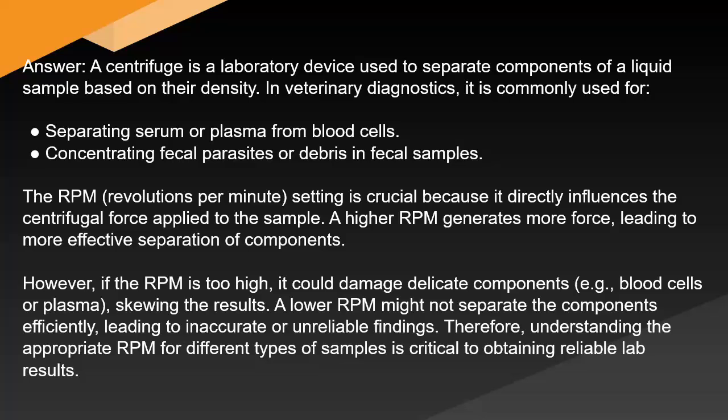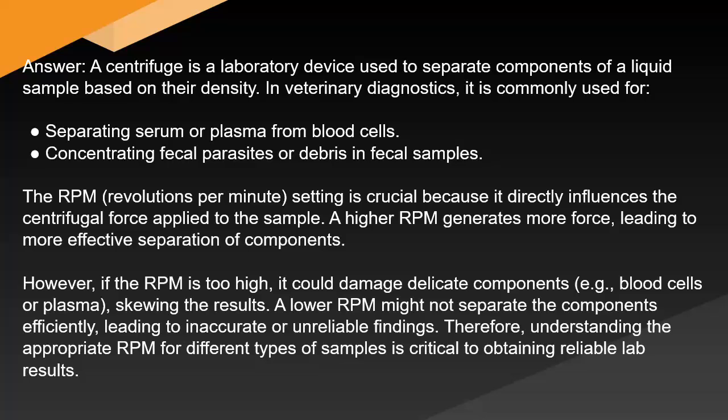The RPM, revolutions per minute, setting is crucial because it directly influences the centrifugal force applied to the sample. A higher RPM generates more force, leading to more effective separation of components. However, if the RPM is too high, it could damage delicate components, e.g., blood cells or plasma, skewing the results. A lower RPM might not separate the components efficiently, leading to inaccurate or unreliable findings.